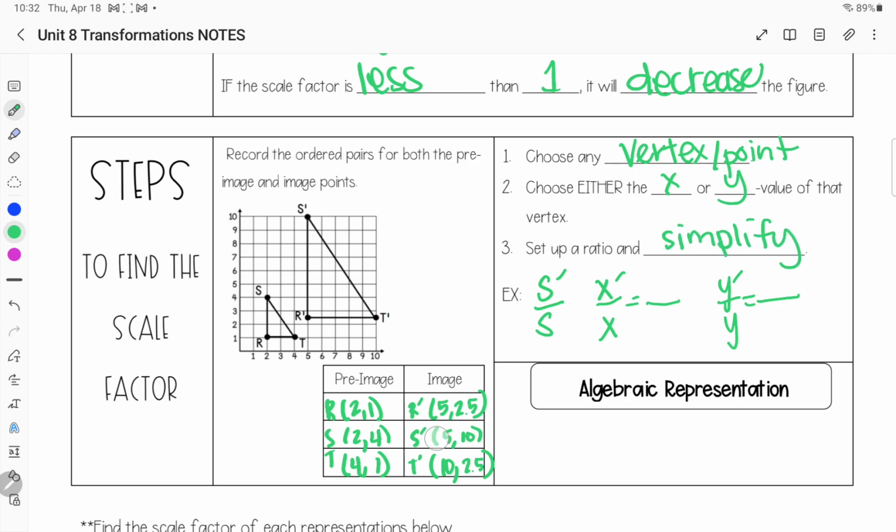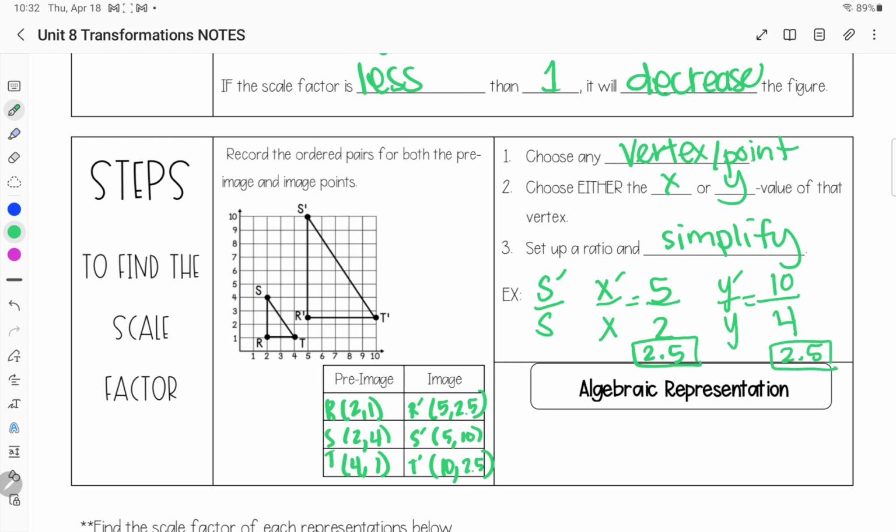So I go to s prime, and I find my x value, which is 5. I go to s, and I find my x value, which is 2. I go to s prime, and find y, which was 10. And then I go to my pre-image, which was s, and find my y value, which was 4. If you simplify this, 5 over 2 becomes 2.5. 10 divided by 4 also becomes 2.5. Or you could leave it as 5/2.